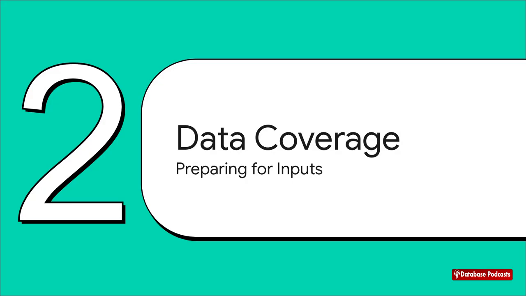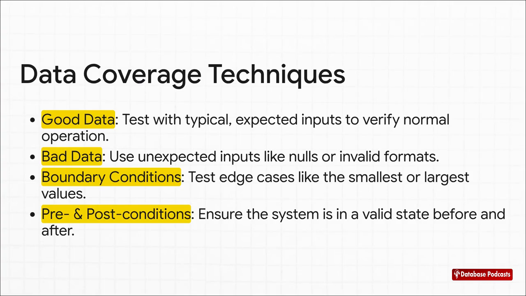Okay, so our logic paths are covered. We're done, right? Well, not so fast. What about the actual data that flows through all those paths? This is just as important, and honestly, it's where a lot of bugs hide. It's not that the logic was wrong, it's that the code got hit with some data it was never expecting. You really have to think defensively about data.